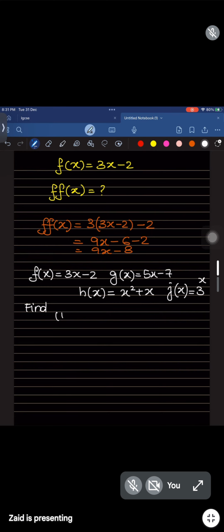Find number 1. There's a big question, like 12 or 13 marks for this question. First of all, you have to find f of 2. Okay, next, Ziad, are you there in the class?